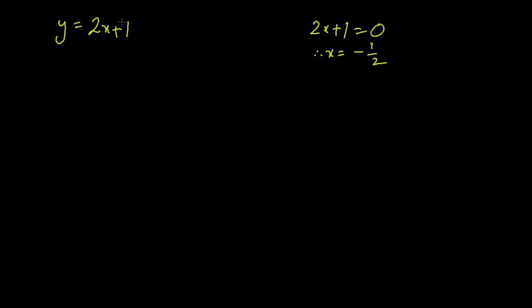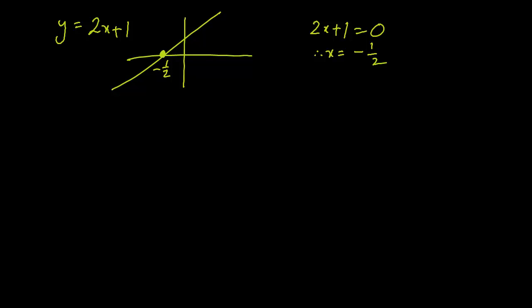Now the question is, is there any connection between the two? Well, this is the connection. When a Cartesian picture cuts the x-axis, that is the solution of the equation. So if you put y equal to 0, x equals minus half, that means this is where the picture cuts the x-axis. That's what it means.